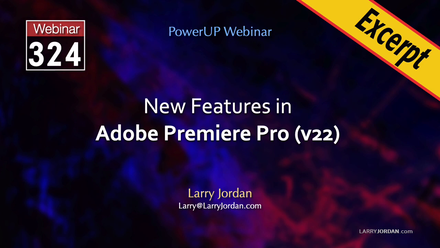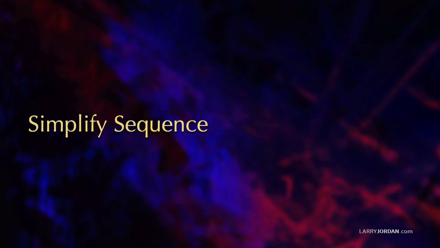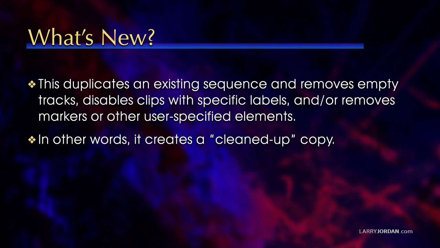Recently, Adobe updated Premiere Pro to version 22, where one of the big new features is simplifying sequences. In this short video tutorial, I'll show you how this feature works, the options it has, and when it makes sense to use it. This duplicates an existing sequence and removes empty tracks, disables clips with specific labels, and/or removes markers or other user-specified elements. In other words, it takes your messy sequence and cleans it up. Let me show you how this works.